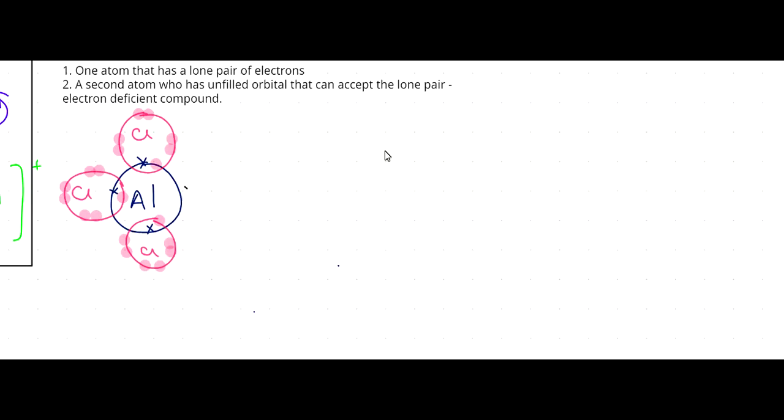Now, what will happen is that we will see dimer formation. What is dimer formation? Let me show you. Dimer, D-I-M-E-R.